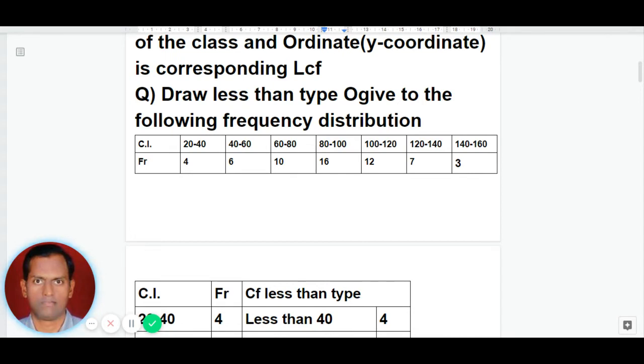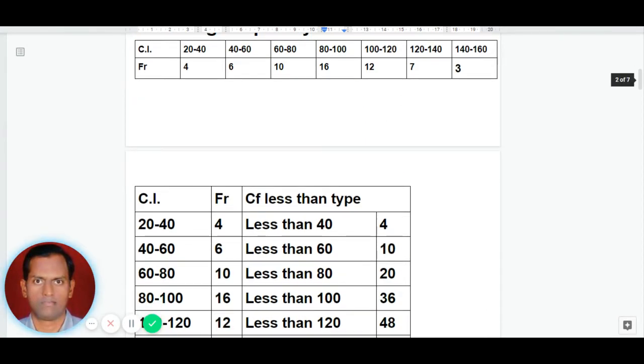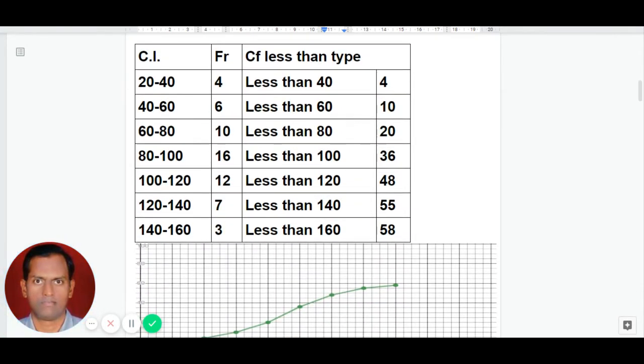Draw less than type Ogive to the following frequency distribution. Here a frequency table is given. Now we have to draw the less than cumulative frequency curve, that is, less than type Ogive. Class interval is given here, frequency is given. Now cumulative frequency, less than type.